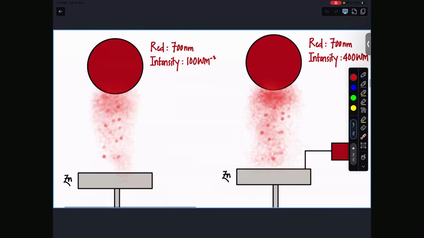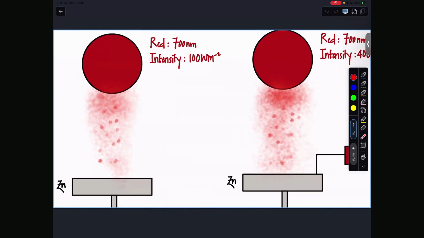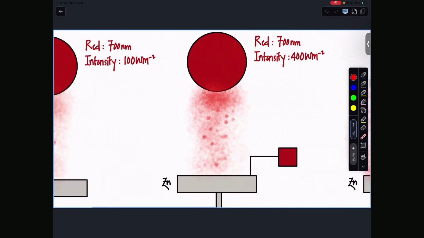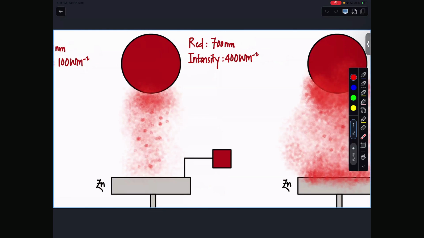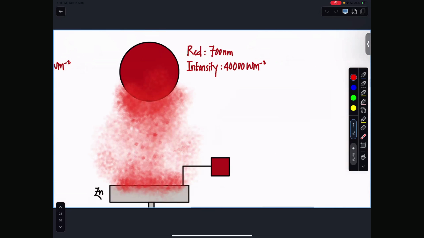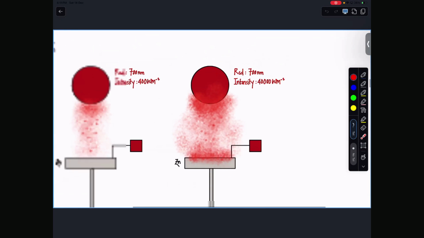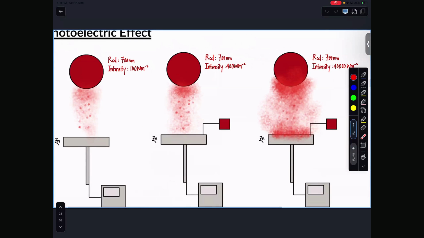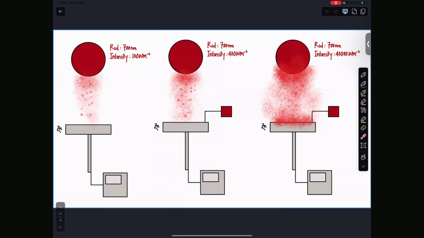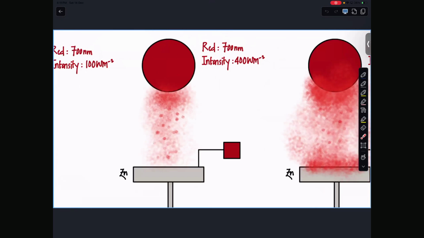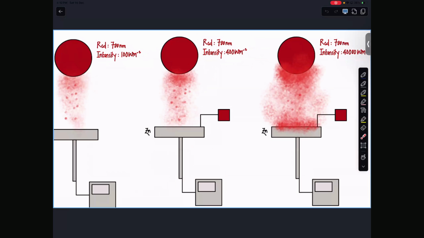We used red color light of 100 watt intensity, right? We moved on to 400 watt per meter square intensity, still nothing happened. And then we went to really high power, nothing happens, right? Which seems odd because you're still providing energy. It's not like you have stopped providing energy. And the energy you're providing is quite intense, right? Because the intensity is very high, yet no emission takes place, which kind of defies the laws of waves.